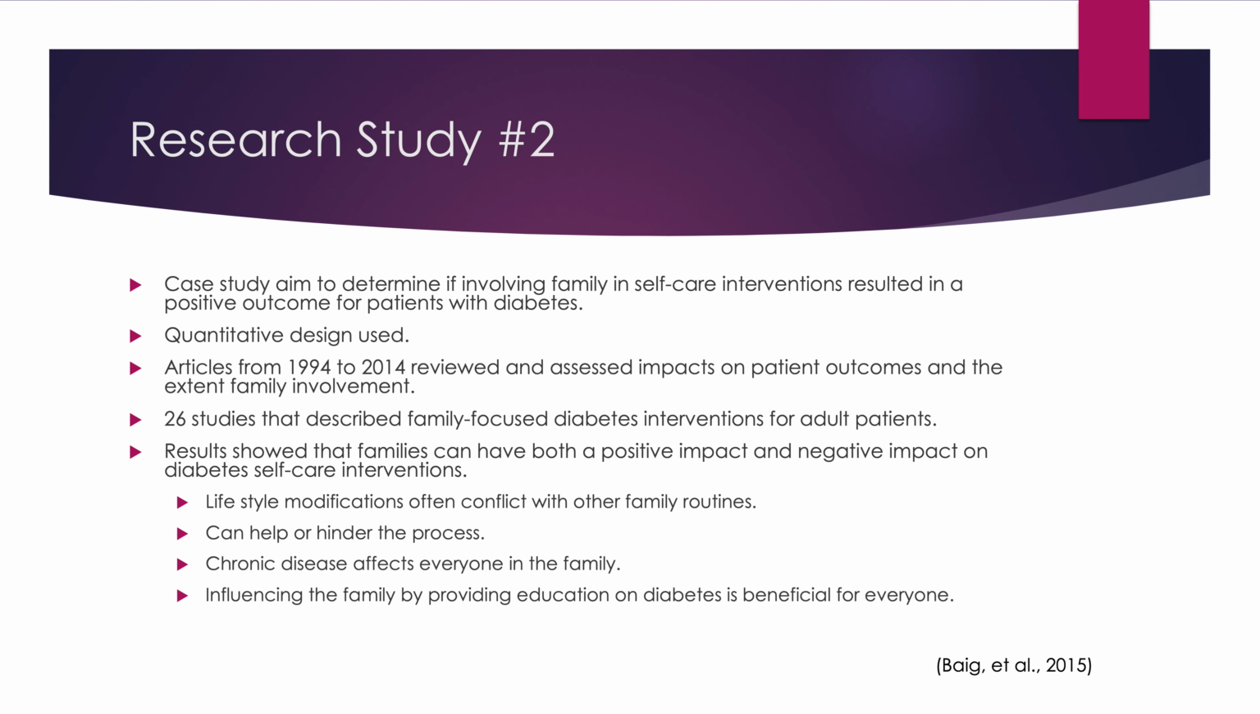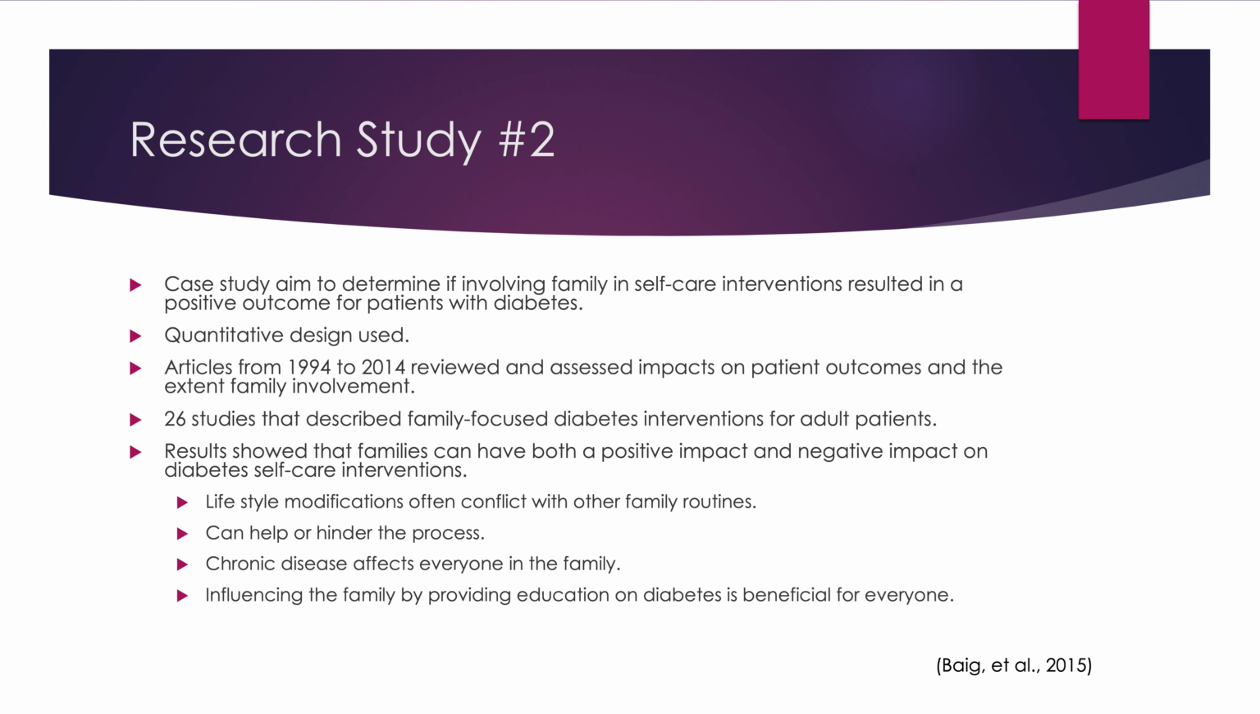In the second case study, the aim was to determine if involving family and self-care interventions resulted in a positive outcome for patients with diabetes. A quantitative design was used. Articles from 1994 to 2014 were reviewed and assessed on the impacts on patient outcomes and the extent of the family involvement. 26 cases were chosen that described family-based diabetes interventions for adult patients. The results revealed that families can have either a positive or negative impact on diabetes self-care interventions.